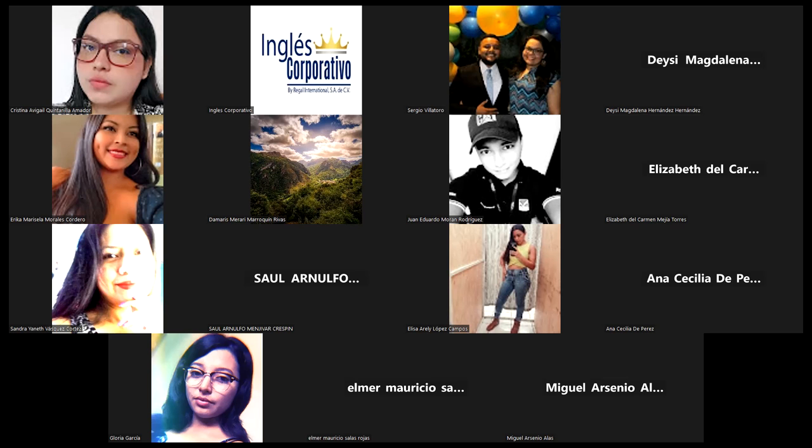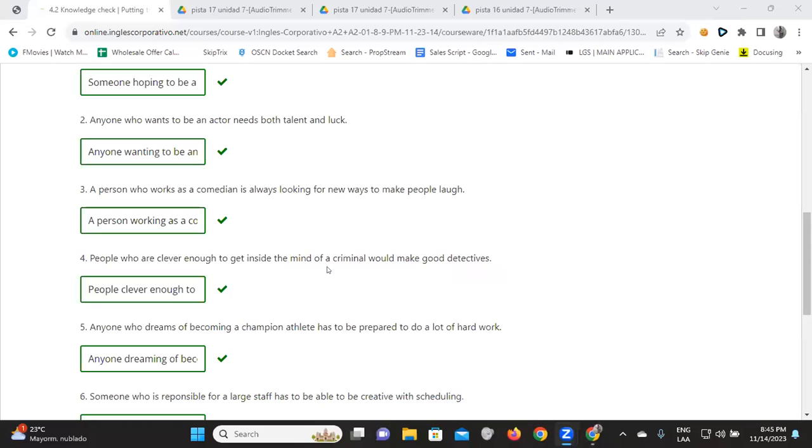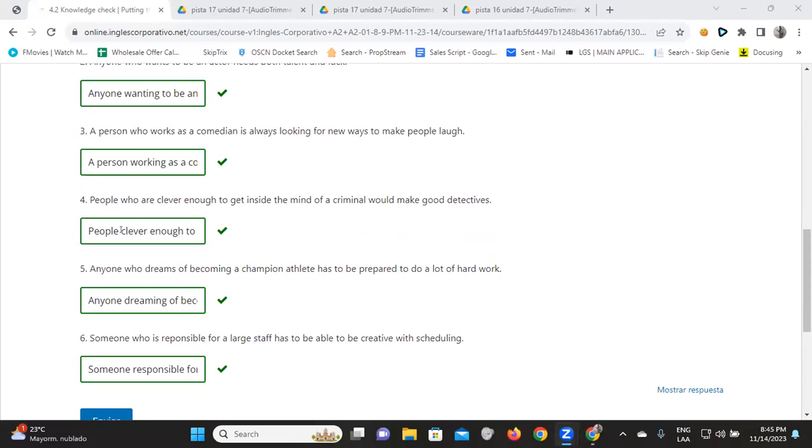Number four. People clever enough to get inside the mind of a criminal would make good detectives. Would make good detectives. Good. Excellent. Number five.